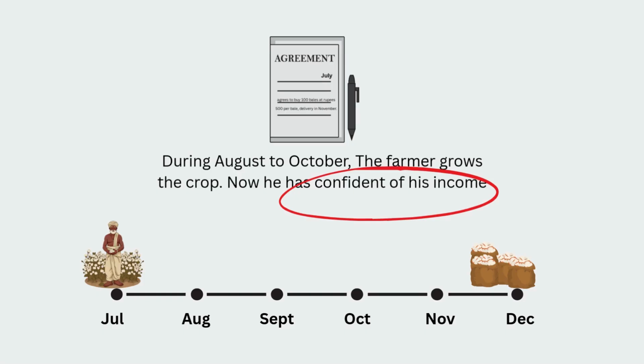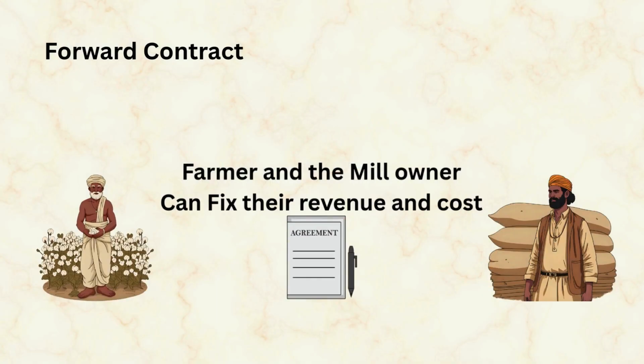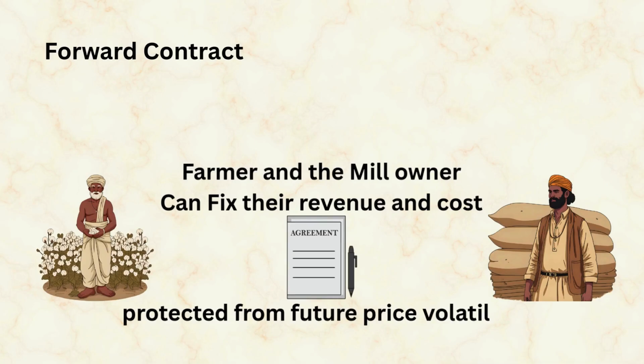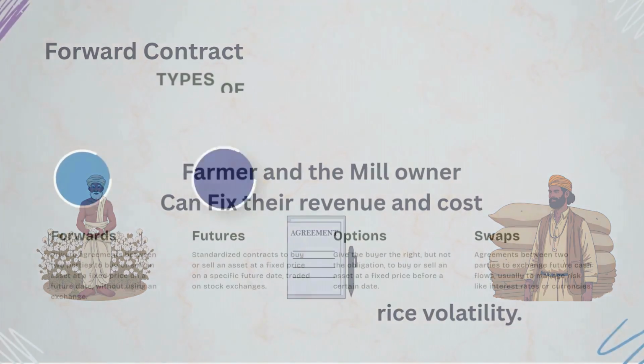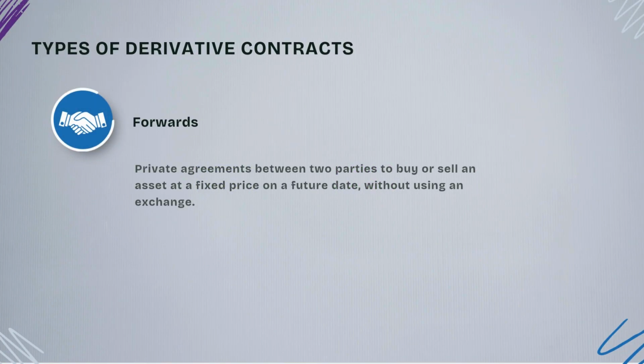This way, the farmer and the mill owner can fix their revenue and cost, and both parties are protected from future price volatility. That's the core purpose of a forward contract. It is a private agreement between two parties to buy or sell something at a fixed price on a future date. But as simple as this sounds, it had problems.